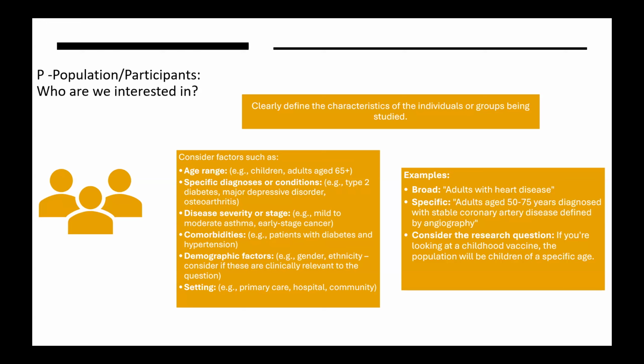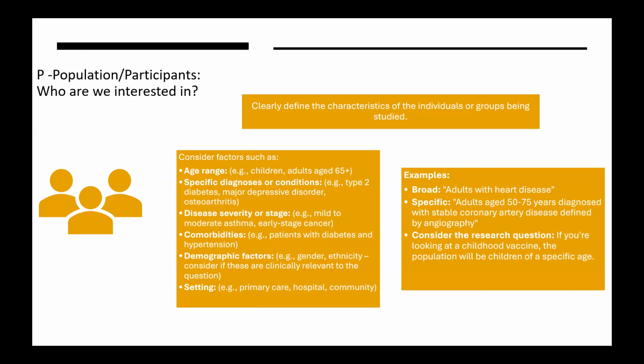Another thing is the severity of the disease you are looking at. It could be people who have, let's say, mild to moderate asthma, or people with early stage cancer. It could also be comorbidity, where you are looking at patients with diabetes and hypertension. Diabetes is a condition, then hypertension could be the comorbidity, or in other cases, hypertension could be the condition and diabetes the comorbidity. So in those instances, population could mean different things.